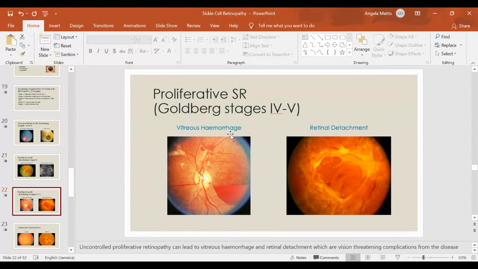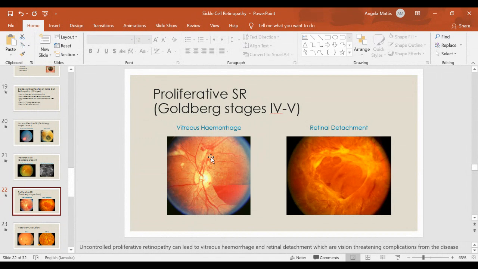And so now stages 4 and 5 of our Goldberg classification, we have vitreous hemorrhage. When we have uncontrolled proliferation, you're going to get bleeding because these vessels are very fragile and they bleed. And so you get vitreous hemorrhage, and it can take many forms. You can get a total vitreous hemorrhage where it looks like you stirred up some ketchup in a glass. Or you can get a pre-retinal hemorrhage where it leaks into the pre-retinal space and you get this collection.